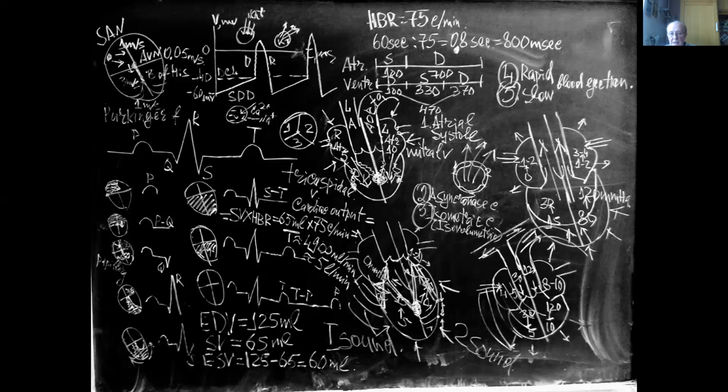Then after this starts the contraction, the systole of both ventricles. It consists of, first, asynchronous contraction, and second and third, isometric contraction. What is the asynchronous contraction? This is a non-synchronous contraction. Not all the chambers of the ventricles start to contract at the same time.